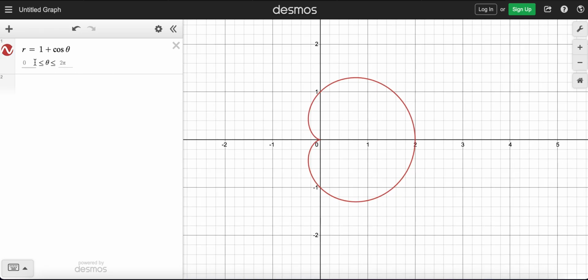The next thing I wanted to cover was if you wanted to graph only a certain portion of this curve, you could bound it. So if I wanted to go from 0 to, instead of 2 pi, just go to pi, that's exactly half of the curve, you could do that. How is this useful? Well, of course it's useful in determining the shape of the curve.